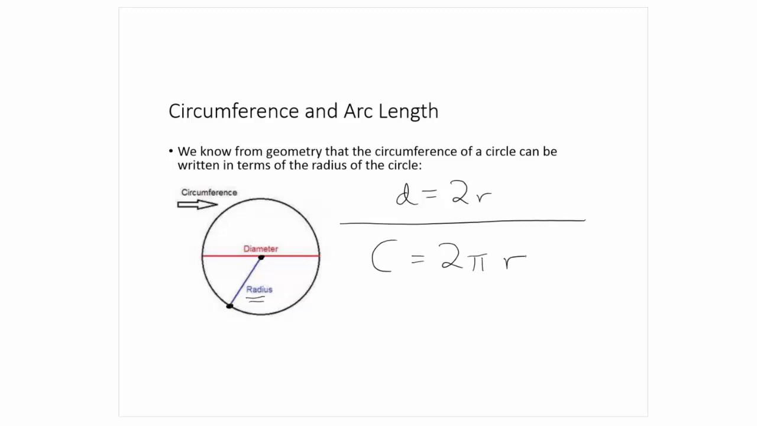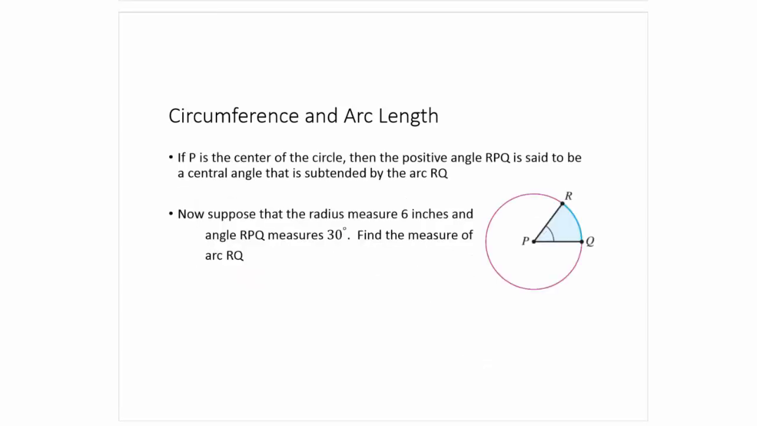Now, if we have the diameter, notice that we have that 2 pi, that 2r, and notice that 2r is equal to the diameter. We can also describe the circumference as pi times the diameter. Again, a little bit of terminology here. So let's consider this diagram.